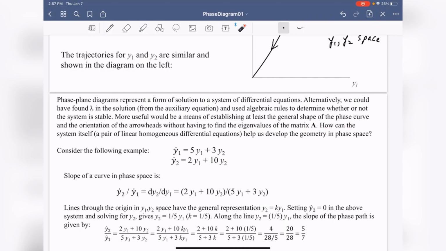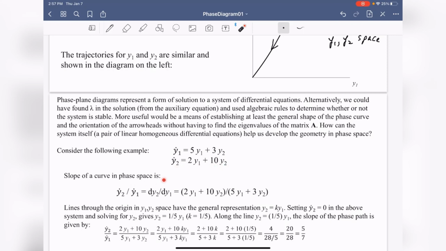How can the system itself, a pair of linear homogeneous differential equations, help us to develop the geometry in phase space? Well, consider the following example where y dot 1, the motion of the first variable, is equal to 5y1 plus 3y2. So in other words, the second variable influences the first variable, and the equation of motion for the second variable is y dot 2 equals 2y1 plus 10y2.